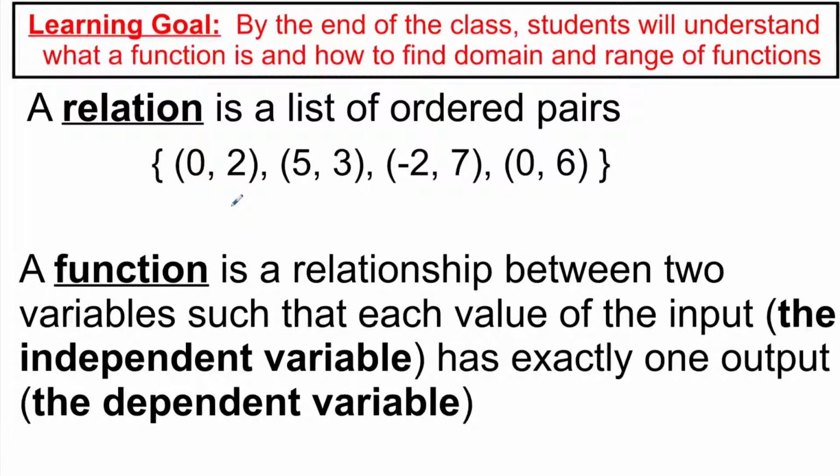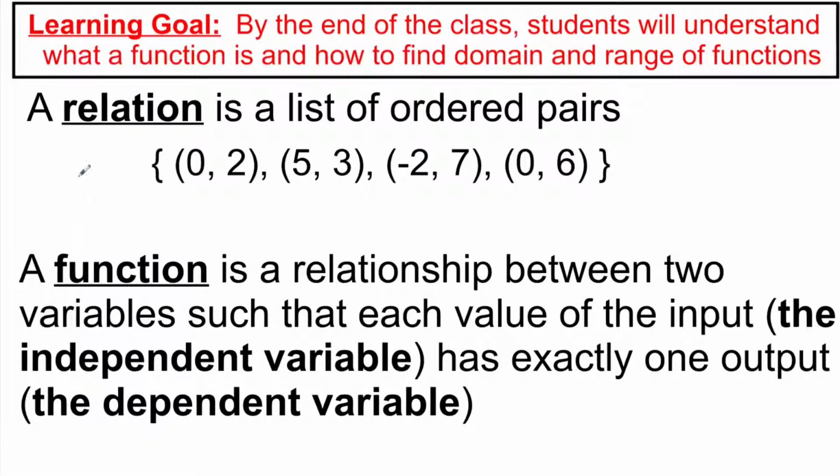Okay? If that particular relation has a very specific set of circumstances, we're going to call it a function. So if I take a look at this list, if it meets a specific criteria, then I'm going to call it a function. So here is the criteria. If in this list, every single input value has only one output value assigned to it, we're going to call it a function.